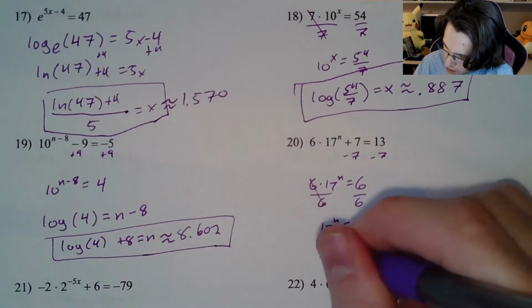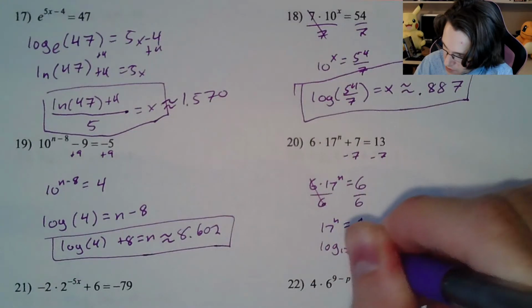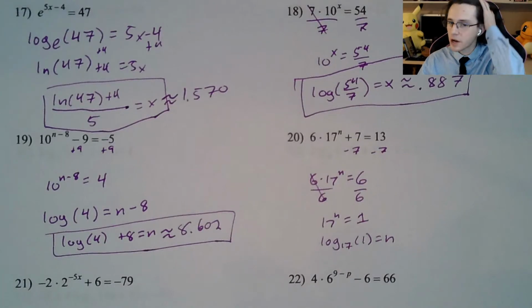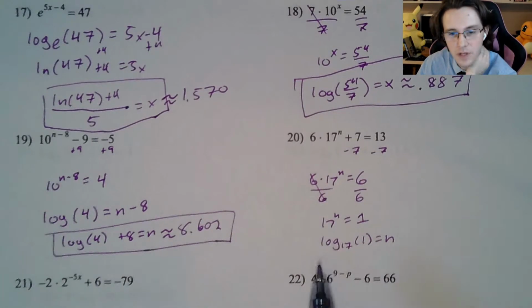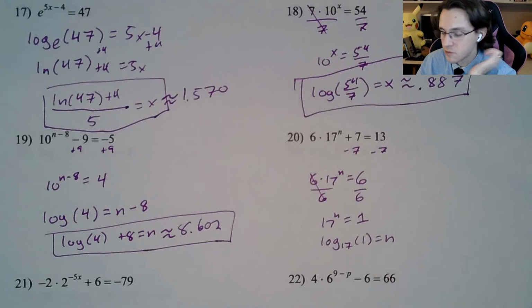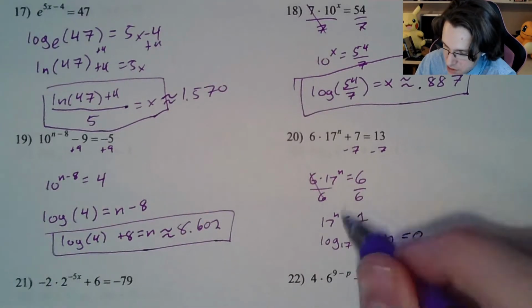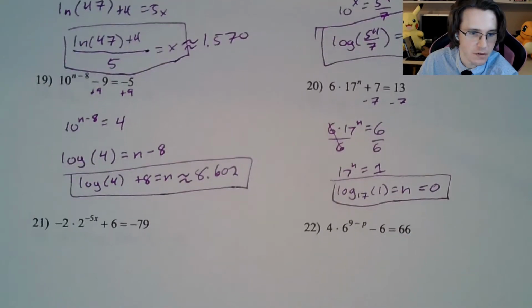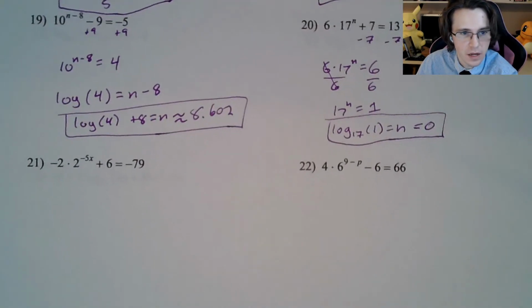And then log loop, log base 17 of 1 is n. But this one, the exact answer and the approximate answer are the same because just like that previous question, log base anything of 1 is exactly 0. Anything to the 0 power is 1, and therefore log base anything of 1 is 0. Here we go on the next one.